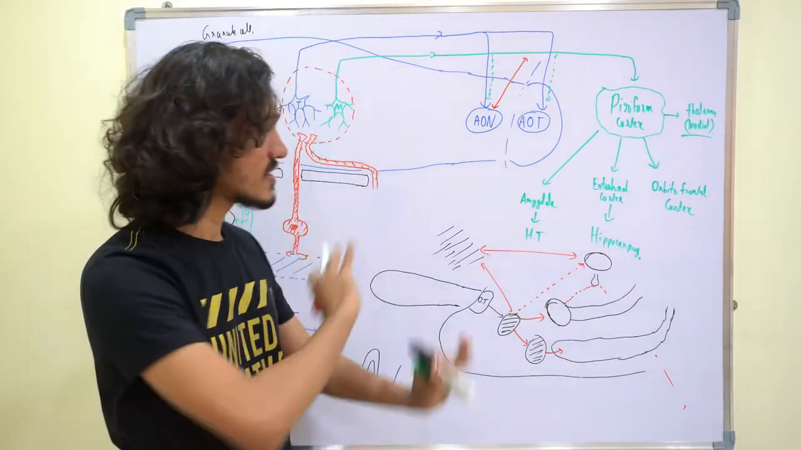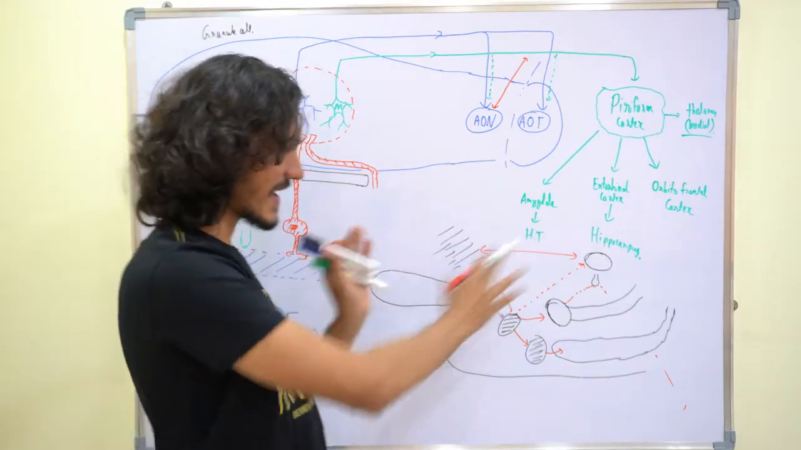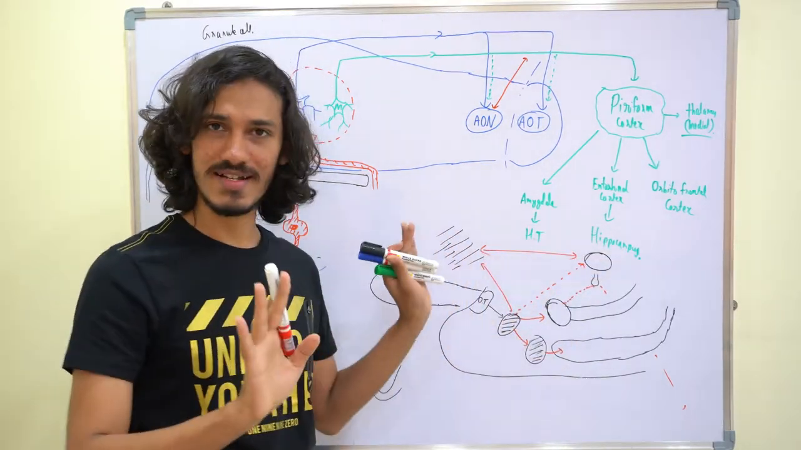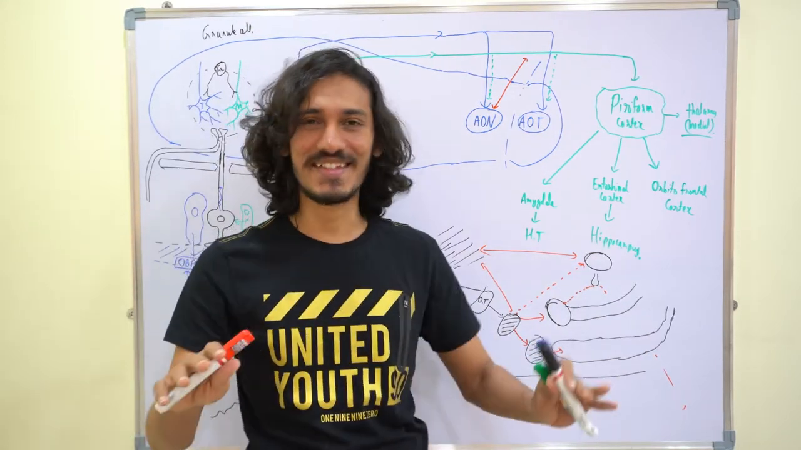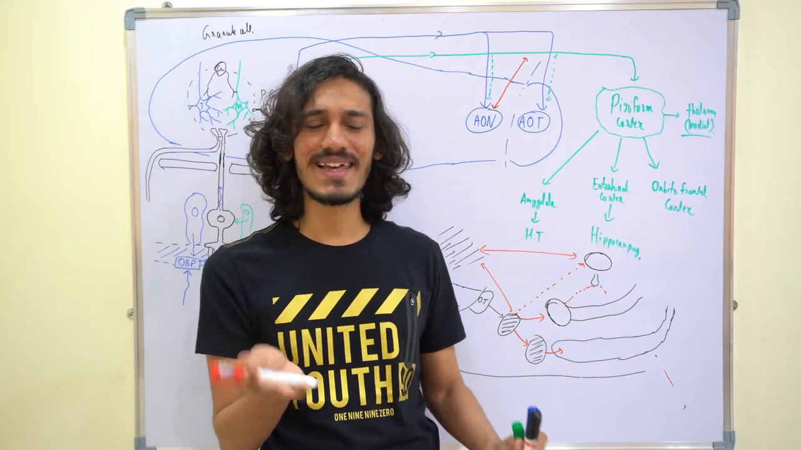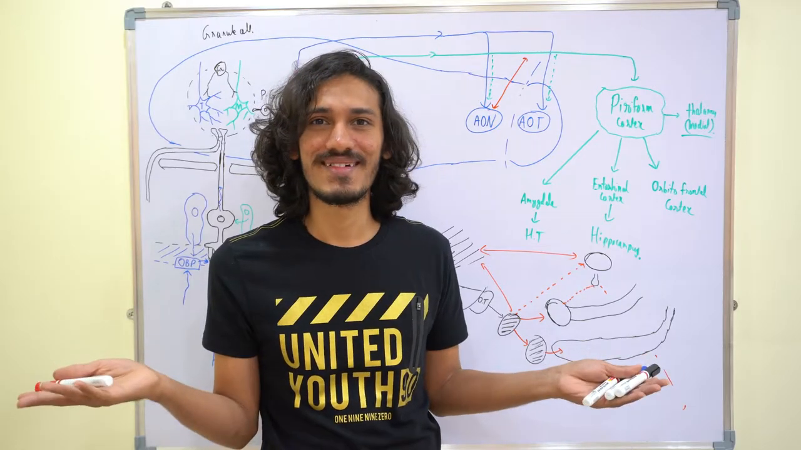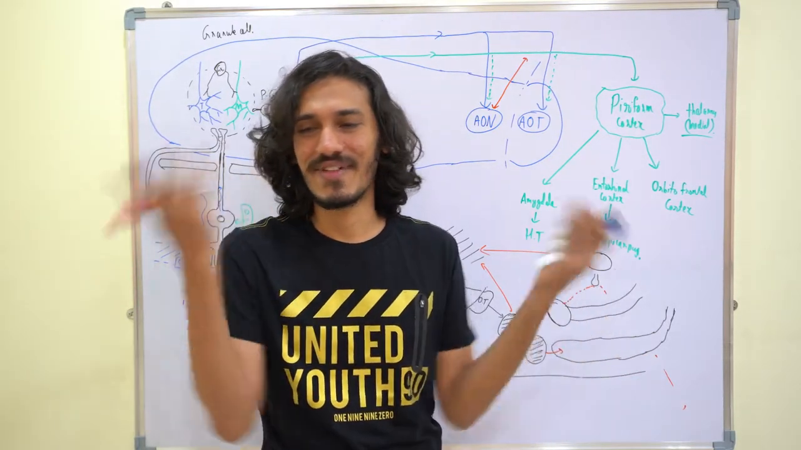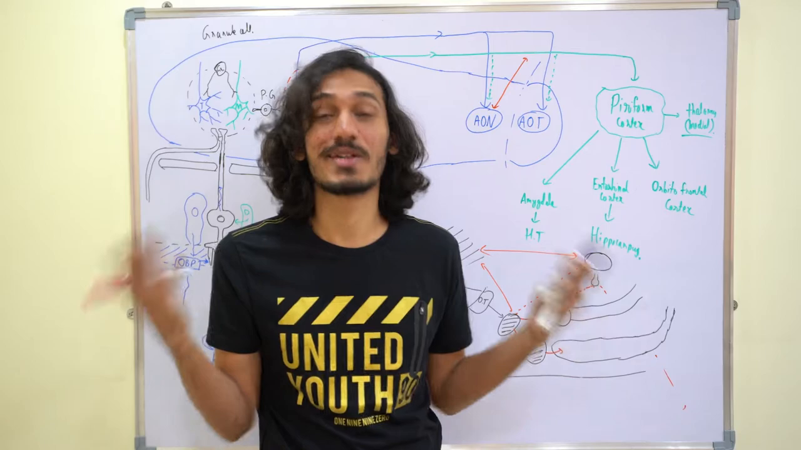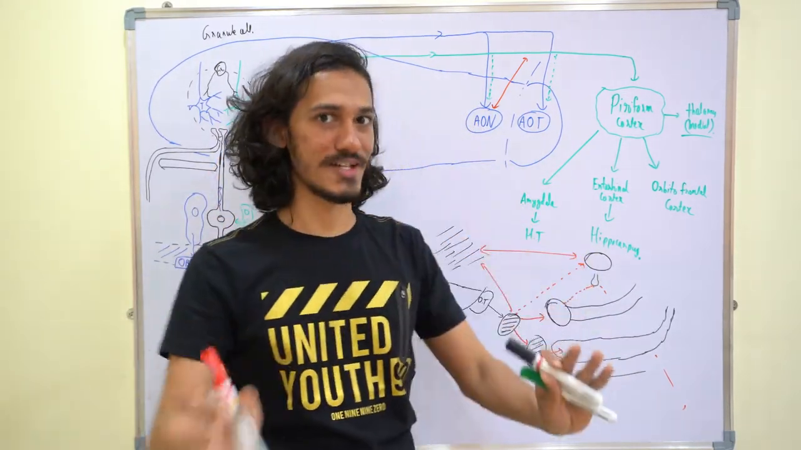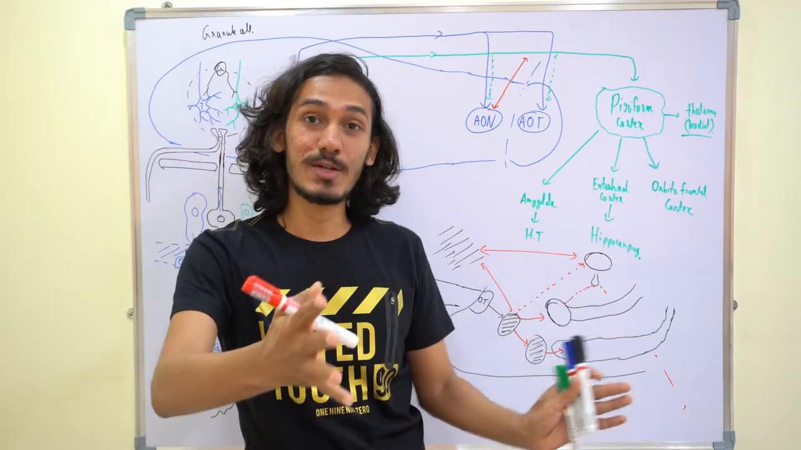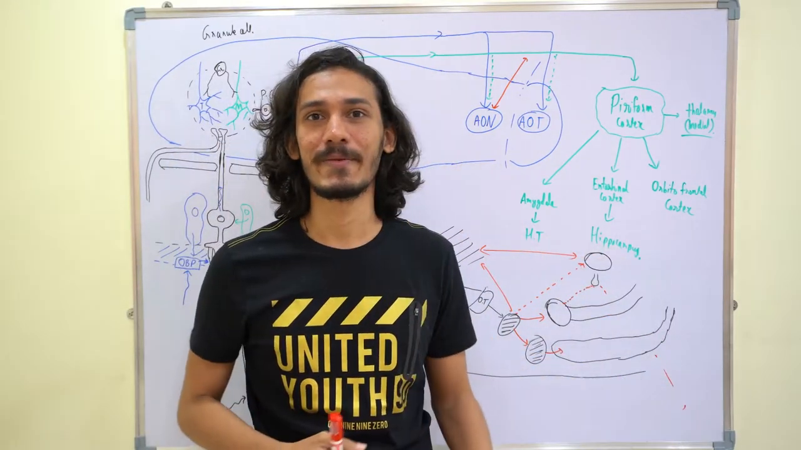Okay, so we saw all these structures, we understand where and how they are connected. Now we'll try to understand it very physiologically. It's very easy. Once you hear this, you'll be dumbfounded. You'll be like, why the hell didn't I understand this? Because nobody teaches you like that. So let's take it from a very physiological point of view. Let's take a story to help us understand this.